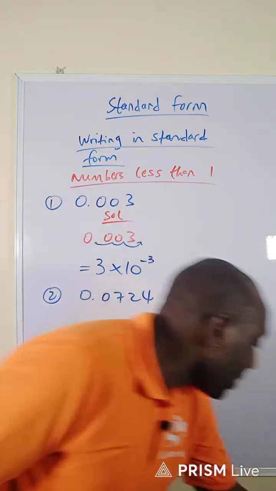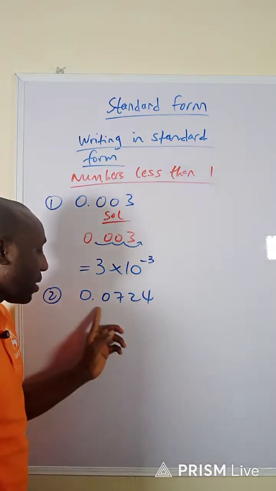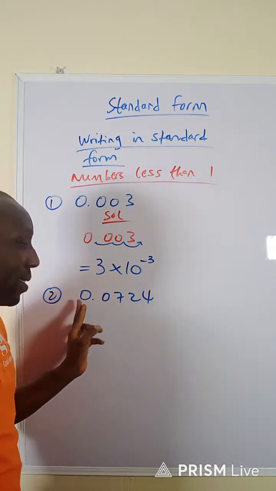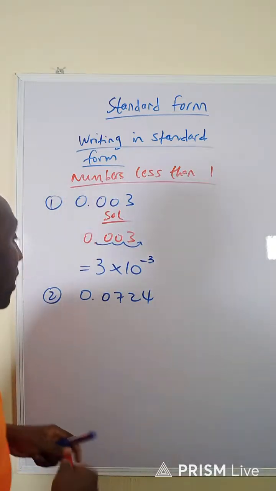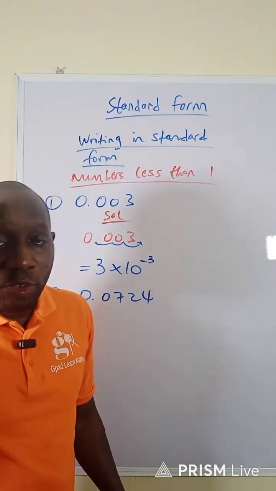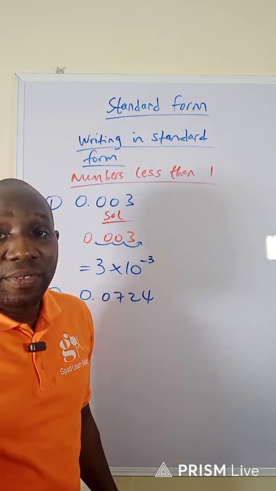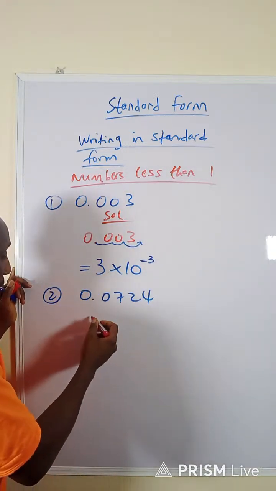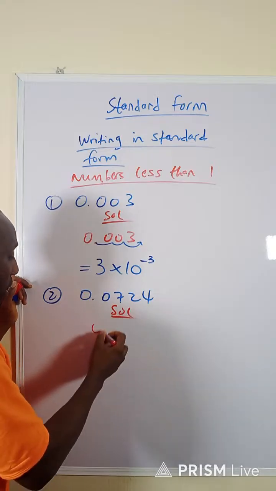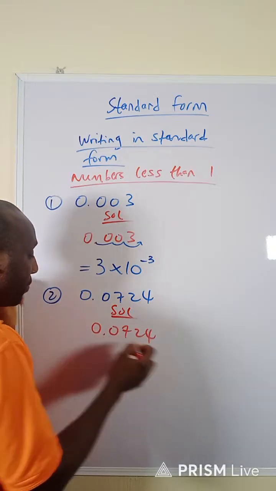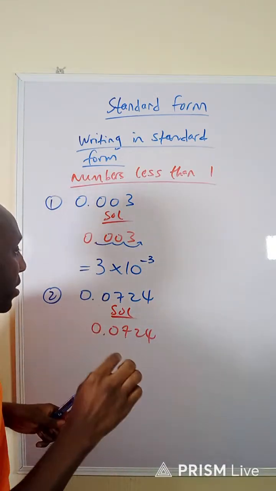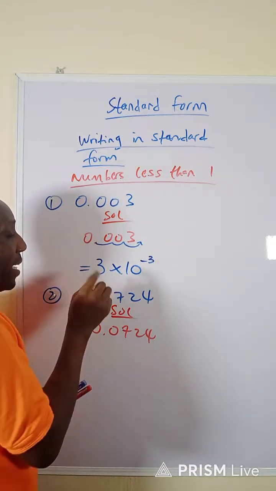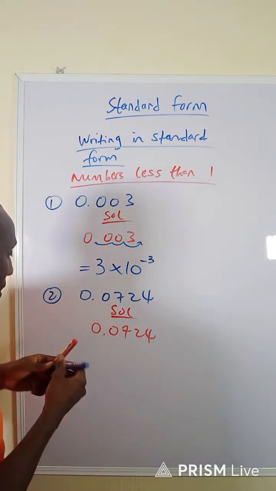Okay, so let me write this in standard form. First of all, this is less than 1. Why? 0 point. If it is less than 1, just have it at the back of your mind that you are going to have a negative exponent, a negative power. So let's do this now. Let me just rewrite the question. So this is 0.0724. Like I told you, if you're writing it in standard form, you must have a singular digit in the whole number part.